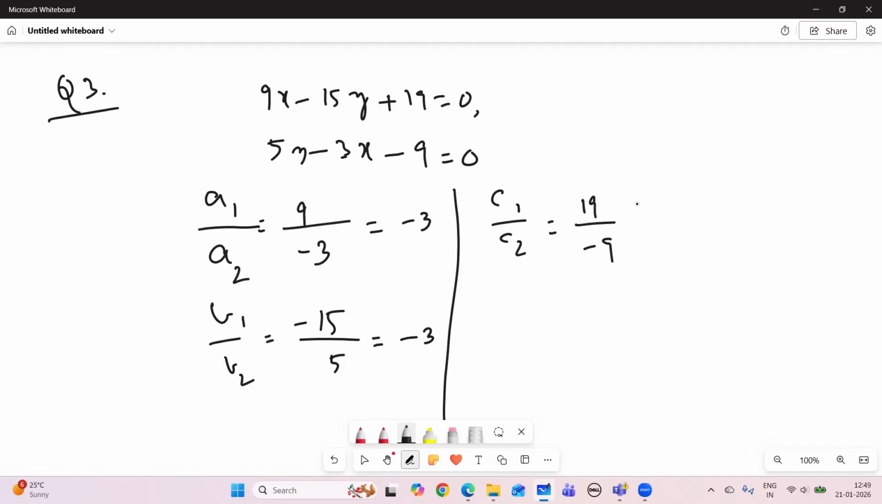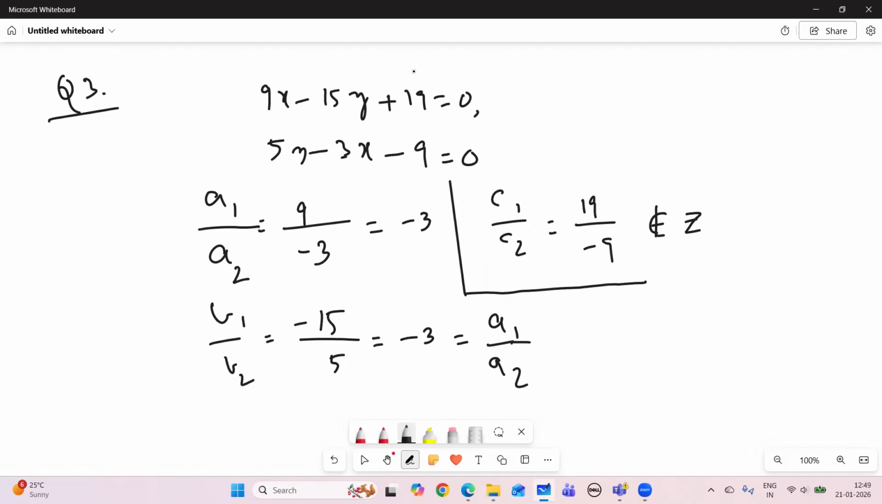This is not an integer. So you have these two equal, a1 by a2 equal to b1 by b2. So these two become parallel lines. You have a1 by a2 equal to b1 by b2, but it is not equal to c1 by c2, because this is an integer and c1 by c2 is not an integer.